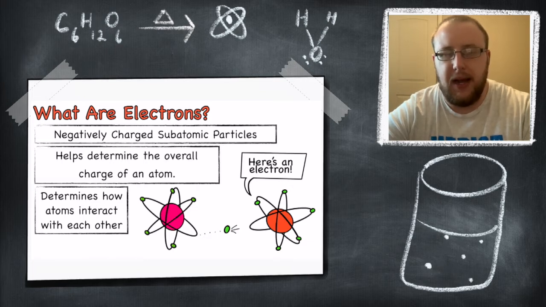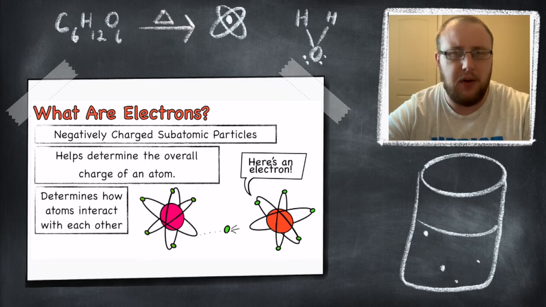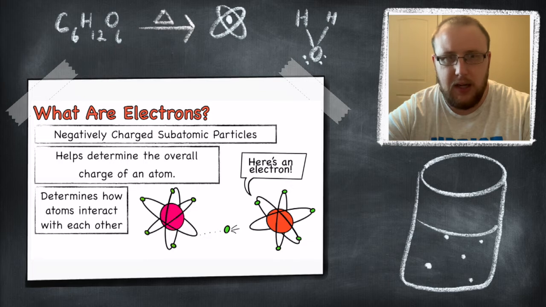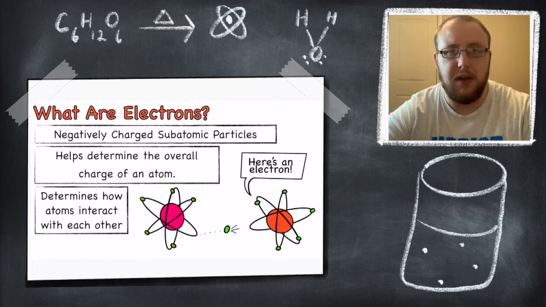Electrons determine how atoms interact with each other. In other words, electrons are how chemical reactions occur and how atom interaction occurs. Whenever an atom gives up an electron, takes an electron, or shares an electron, that's all going to cause chemical reactions. Notice they're all dealing with electrons, though. We don't take protons, we don't take neutrons. It's all dealing with electrons.